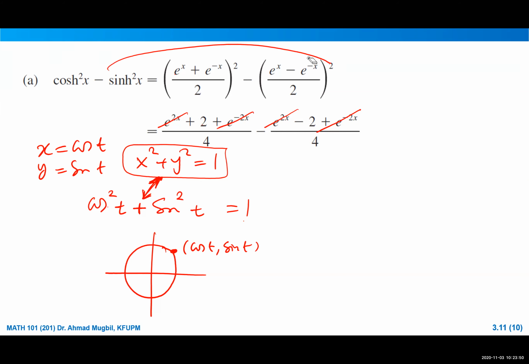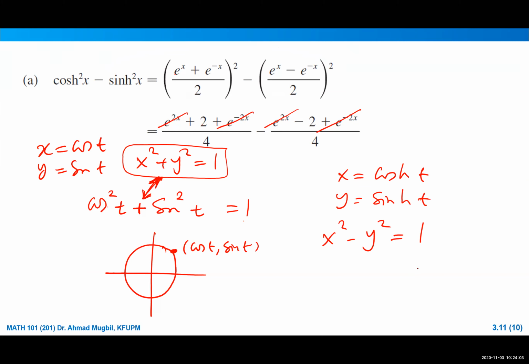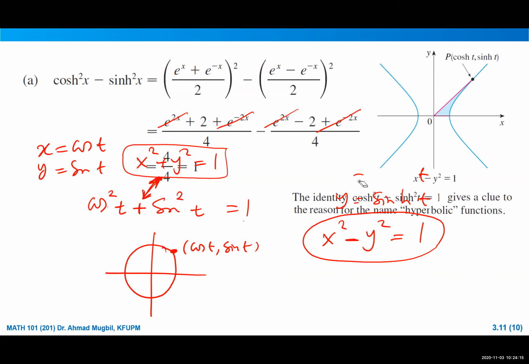Look, if you have x equals cosine t and y is sine t, what will be x squared minus y squared? It will be 1. Am I right? According to this formula. So what is this? This is the equation of what? Hyperbola. And now I think you know why we call them hyperbolic functions.